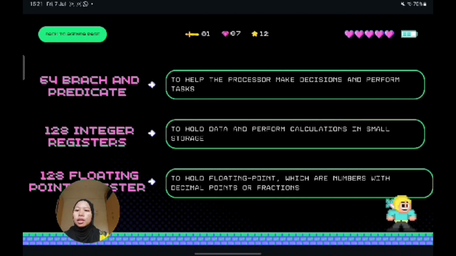The control branch and predicate registers help the processor make decisions and perform tasks. The integer register holds data and performs calculations in small storage. And lastly, the floating point register holds floating point numbers, which are numbers with a decimal point or fraction.